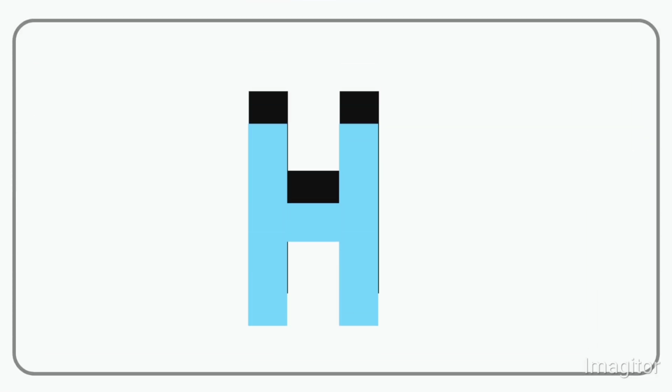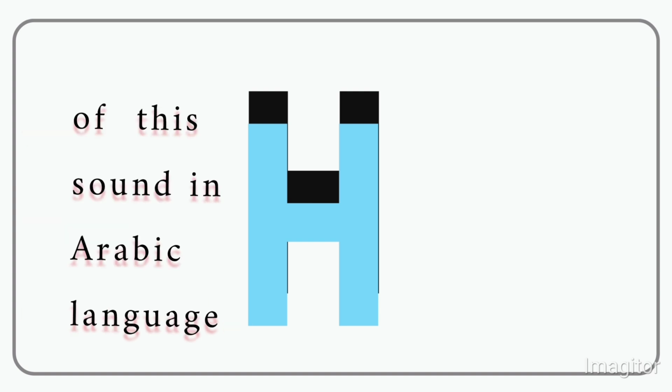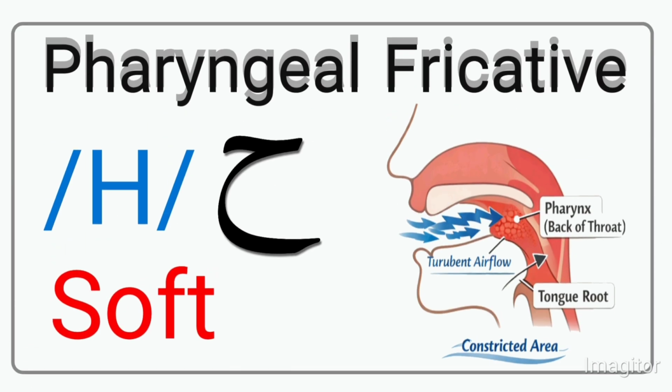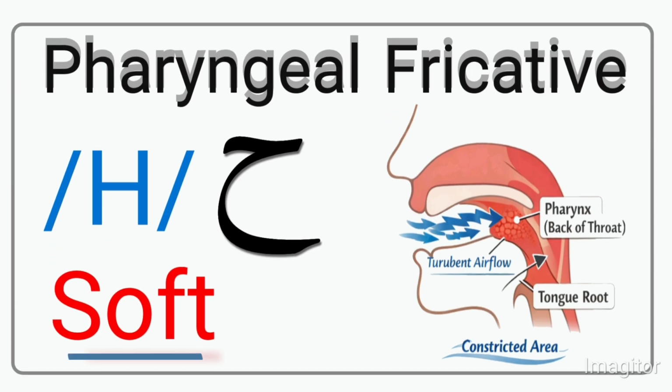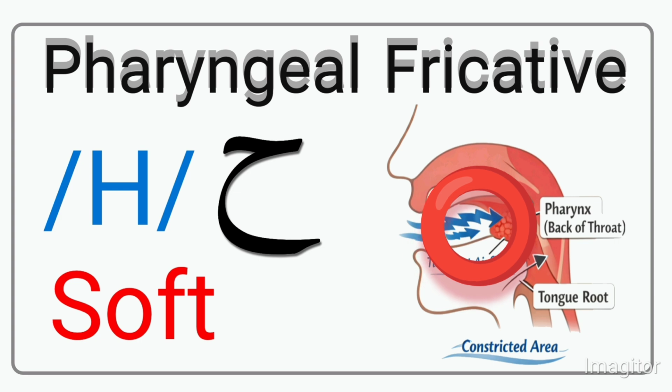Dear learners, in this lesson, we will discuss different types of ha sound. We have 3 categories of this sound in Arabic language. First category is glottal H sound, a sound that is produced from glottis or vocal cords area, making sound like ha, ha. The second category is soft ha, called pharyngeal fricative, making sound like ha, ha.